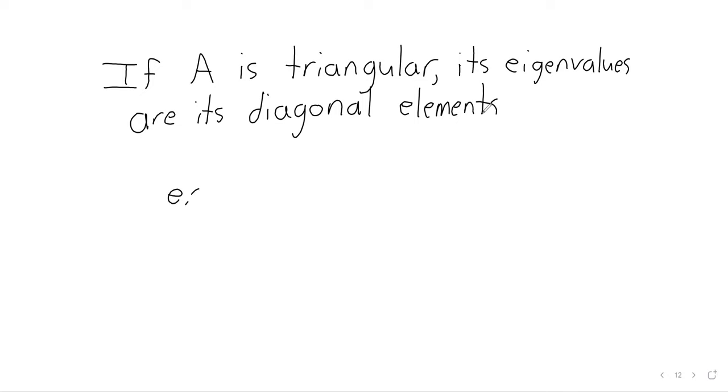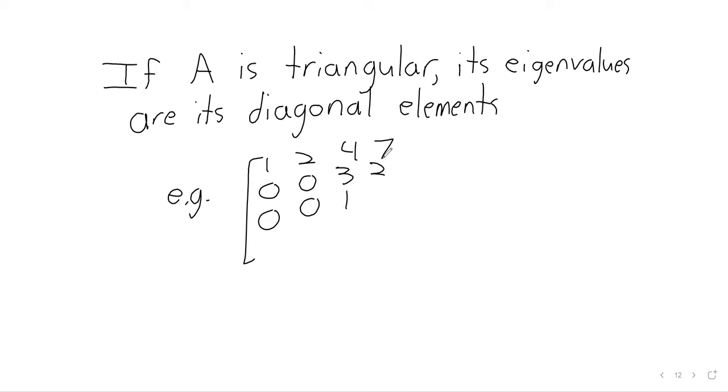So, for example, 1, 2, 4, 7; 0, 0, 3, 2; 0, 0, 1, 4; 0, 0, 0, 3. This is a triangular matrix. Don't get fooled by that zero on the diagonal. The definition of a triangular matrix is that everything above or below the main diagonal is zero, and here, everything below the main diagonal is zero. So this is triangular.